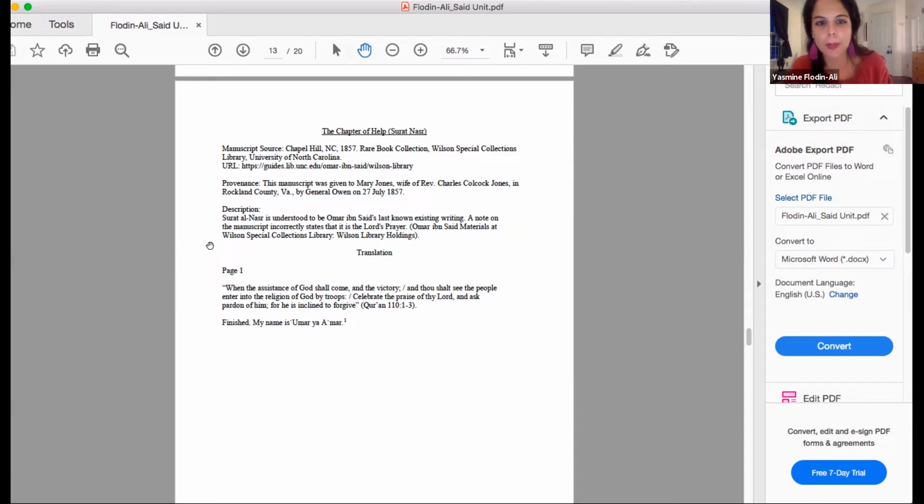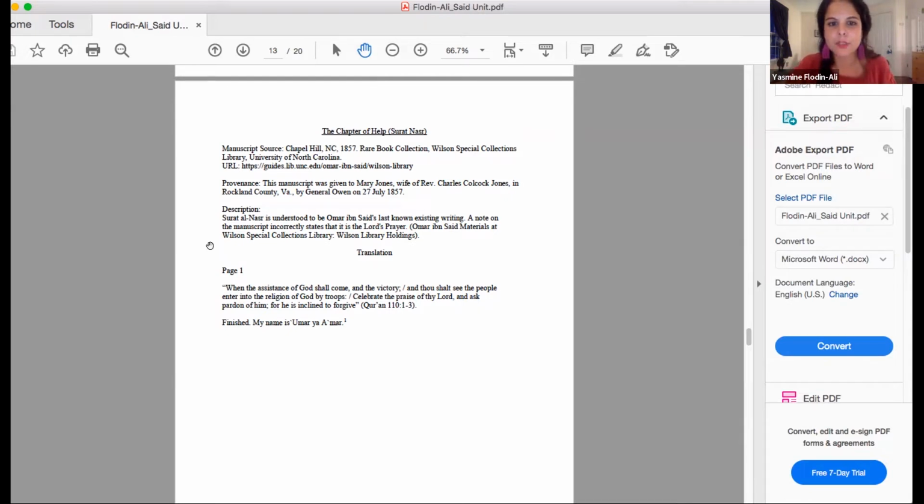We can talk a little bit about the concept of provenance with students. So, how does an object come to be where it is? In this case, it was given to Mary Jones, the wife of this reverend. So it was something that the Owens had and then exchanged, that they obviously thought had value or someone would find pretty to put on their wall.